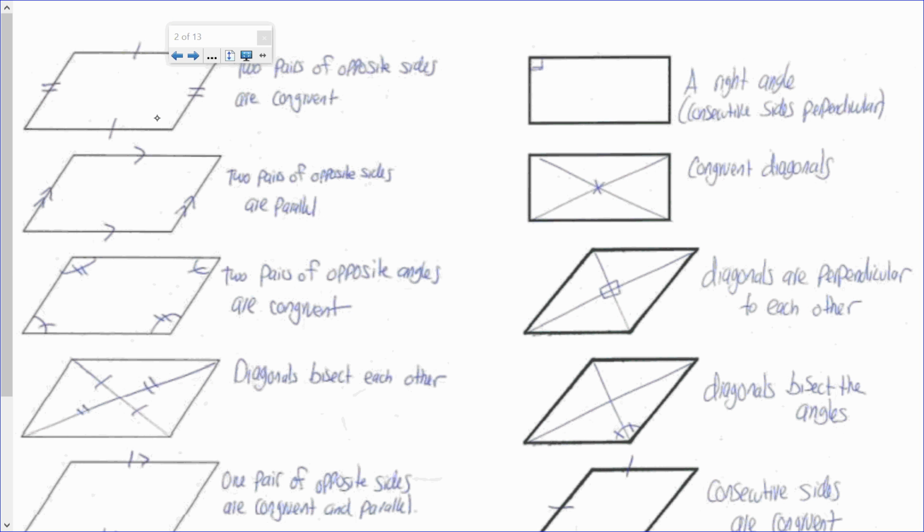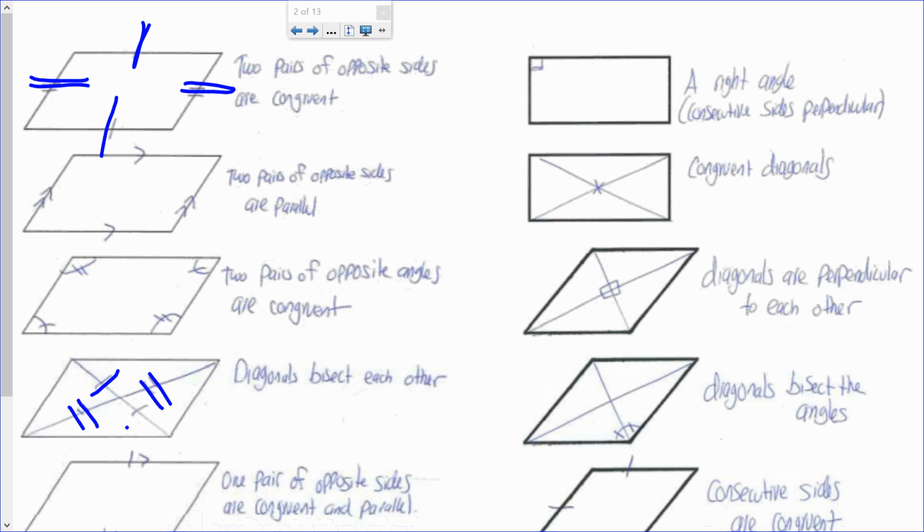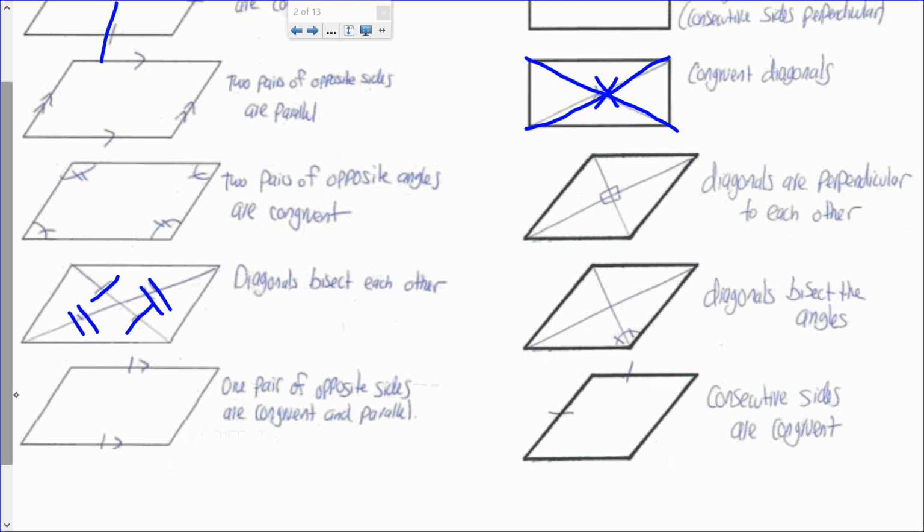In a parallelogram, we know that opposite sides are congruent. We know that diagonals bisect each other. The diagonals are cutting each other in half into congruent segments. We know that a rectangle has congruent diagonals. We know that consecutive sides are congruent in a rhombus. Don't forget that squares have all these properties.